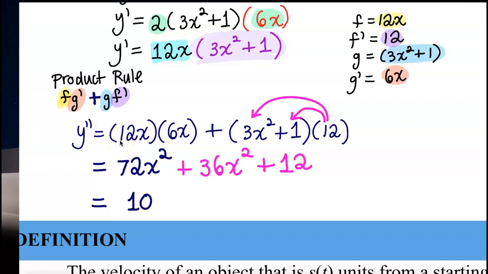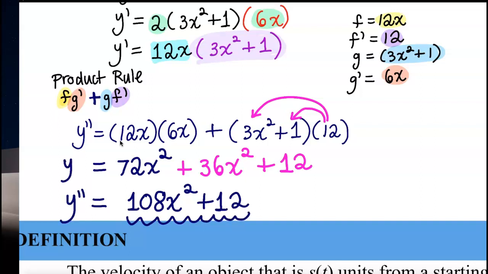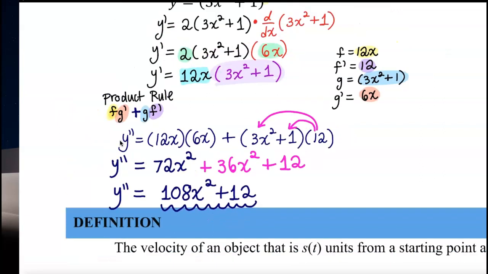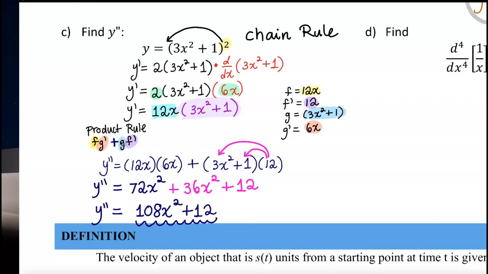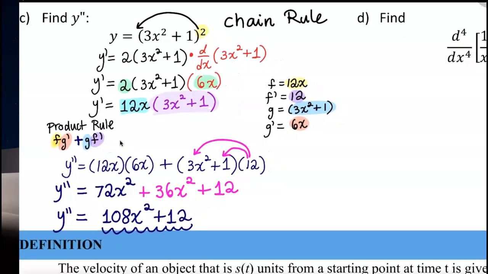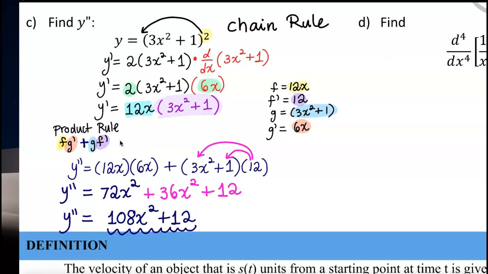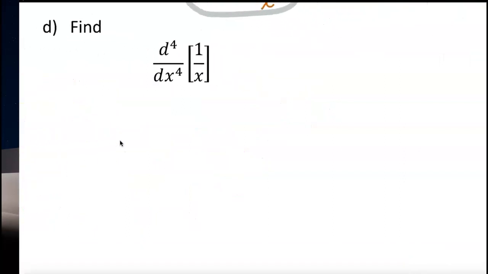So I was about to write 108x squared, and then I was going to bring that plus 12 down. So that is the second derivative that we wanted to find. But you notice how this problem was much longer because we had to first use the chain rule to find the first derivative. And then when we were done with the first derivative, we had to use the product rule. This is a type of problem that I would love to put on your first exam. That sounds good, right?